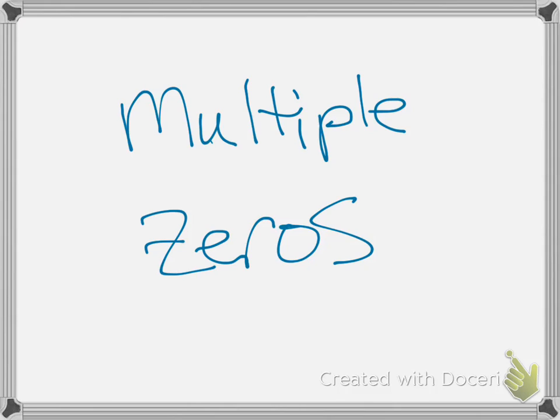of multiple zeros. And when a polynomial has multiple zeros at a certain location, depending on the multiplicity of that zero, that indicates how the function is going to behave at that point. So that probably sounded kind of complicated, but let me give you some examples of what that means.